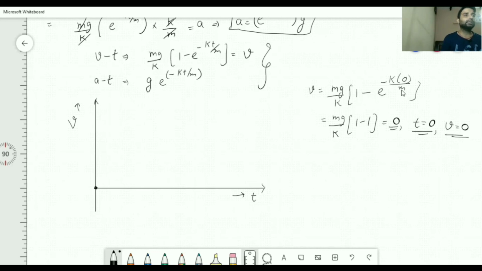As the time increases, the graph will actually go like this, and then the velocity becomes constant, right? This is the graph that it follows.